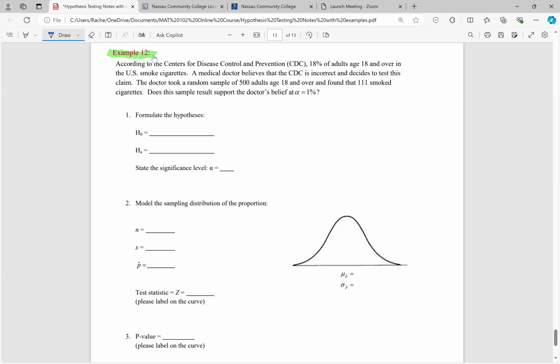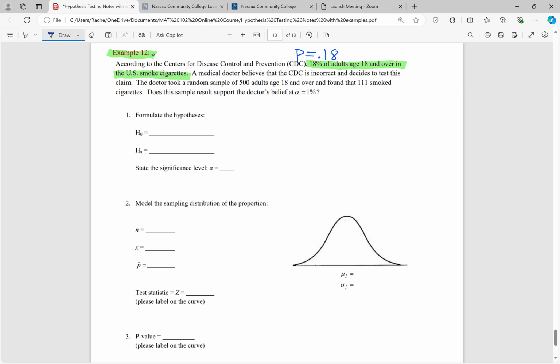So the population of interest are adults age 18 and over, and the parameter of interest is the proportion, or the percent, that smoke cigarettes. So that's p, right? And the assumption is that 18% smoke cigarettes. So the assumption is that the population proportion that smoke is 0.18, right? 18% as a decimal is 0.18.